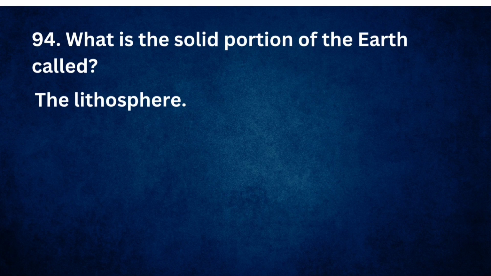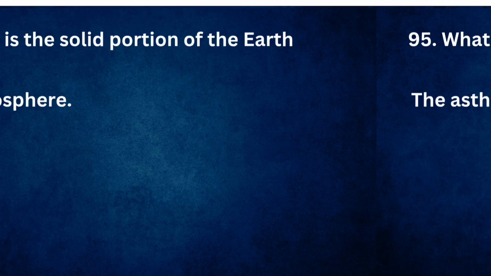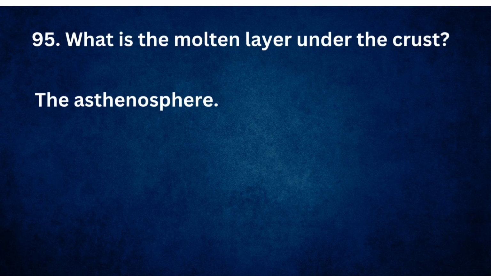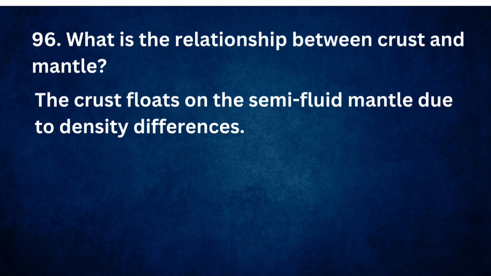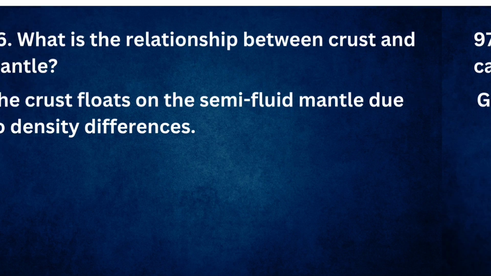What is the solid portion of the Earth called? The lithosphere. What is the molten layer under the crust? The asthenosphere. What is the relationship between crust and mantle? The crust floats on the semi-fluid mantle due to density differences.